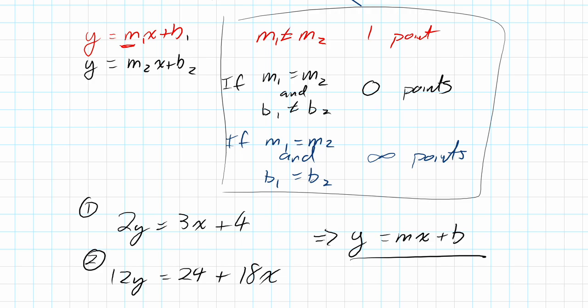Are the slopes different? Must be 1 point. Are the slopes the same? Okay, what about the y-intercepts? Slopes the same, y-intercept different? No points of intersection. Or are the slopes the same and the y-intercepts are the same? Well, then we have infinite points, okay?